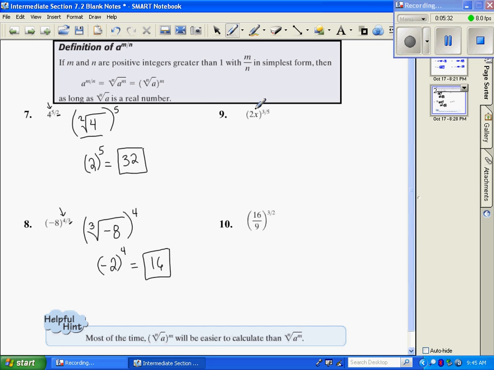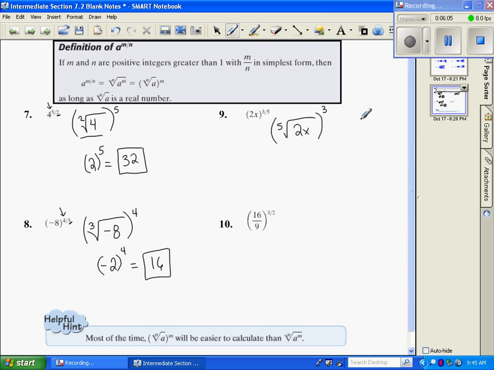Number 9, since that's in a parenthesis, that whole value goes underneath. My denominator is a 5, so that's what my index becomes, and I raise it to the third power. Okay, and there's nothing I can evaluate. Nothing to the fifth power gives me a 2x. So since this can't be simplified, I can't cube it either. I can just leave it.